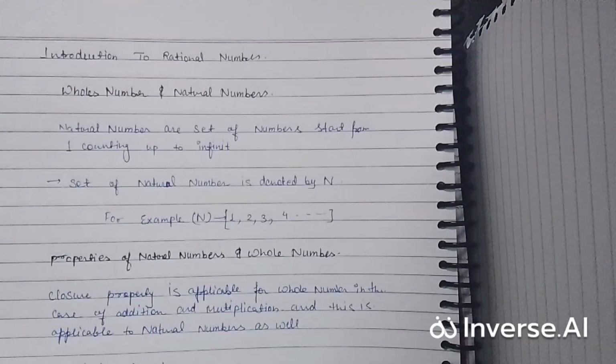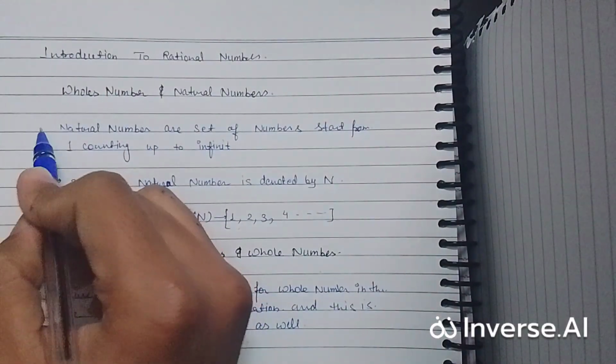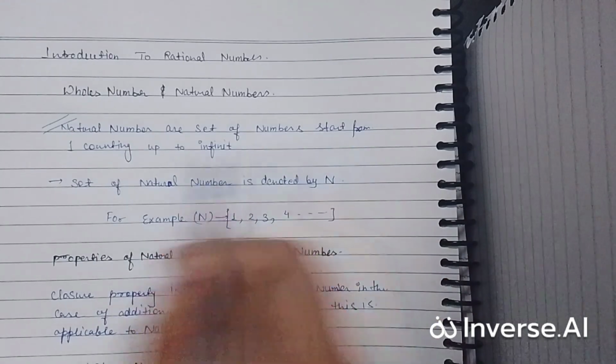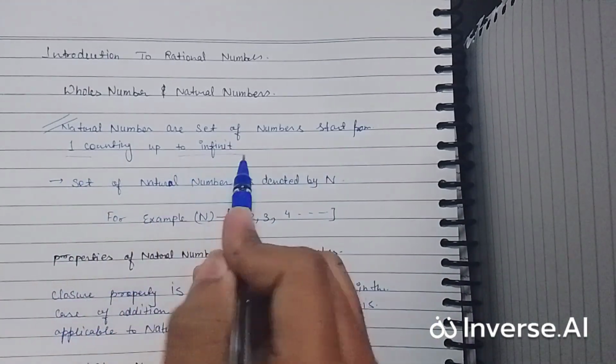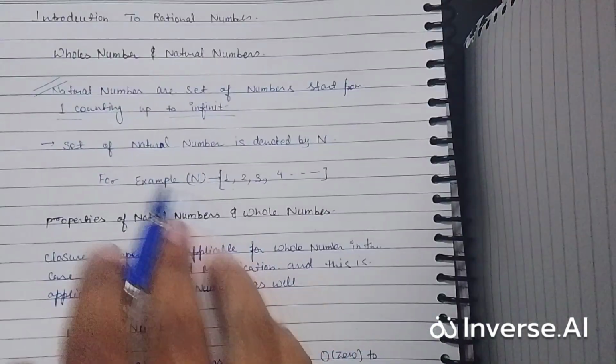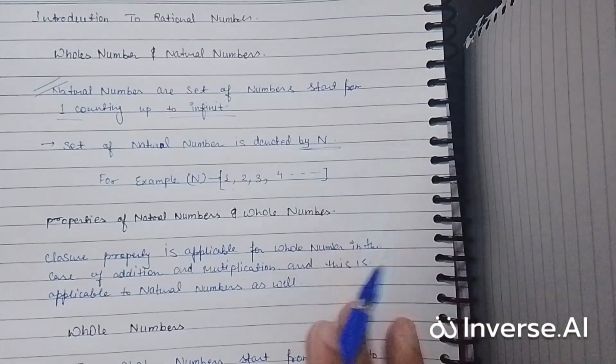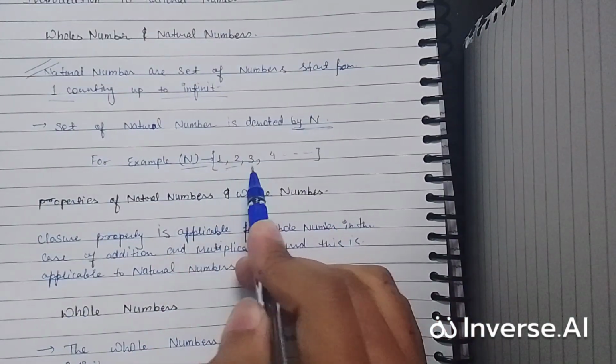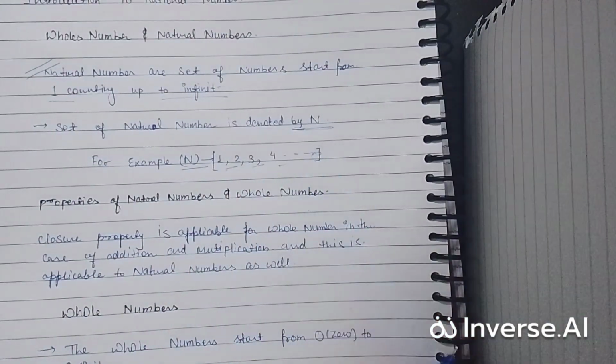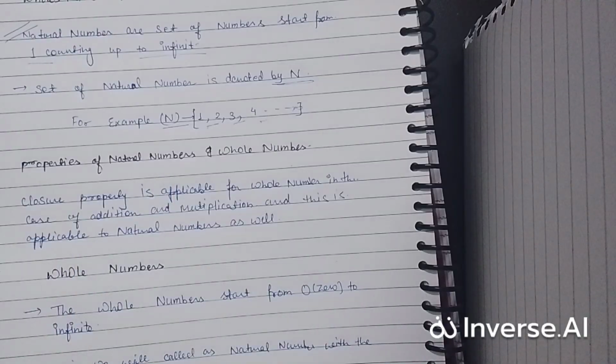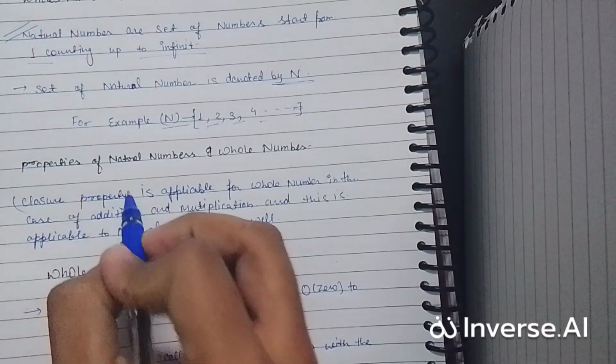Is this all clear for you? First, we learned about natural numbers. A natural number is a set of numbers starting from 1 counting up to infinity. The set of natural numbers is denoted by N. For example, N is 1, 2, 3, 4, and so on. Properties of natural and whole numbers. First, we will learn about closure property.